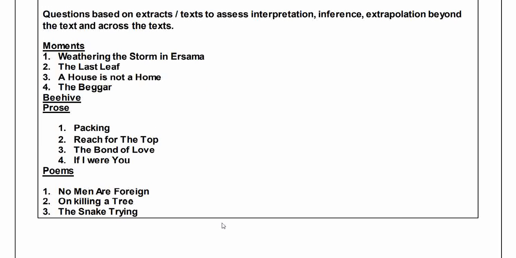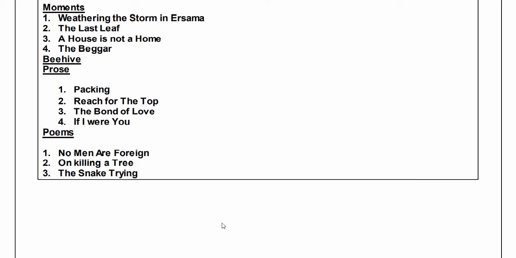From the textbook Moments, we have Weathering the Storm in Ersama, The Last Leaf, A House is Not a Home, The Beggar. From the textbook Beehive, from the prose, we have Packing, Reach for the Top, The Bond of Love, If I Were You. From poems, we have No Men Are Foreign, On Killing a Tree, and The Snake Trying.